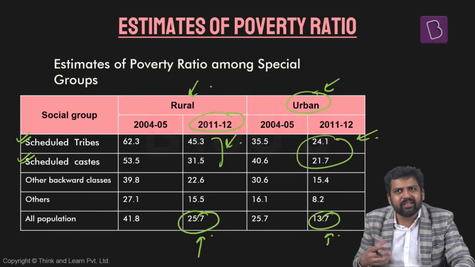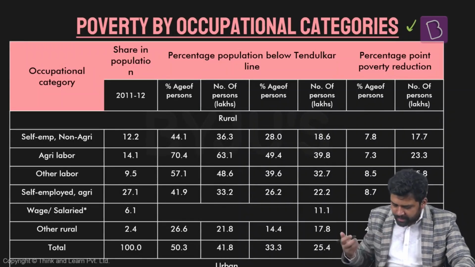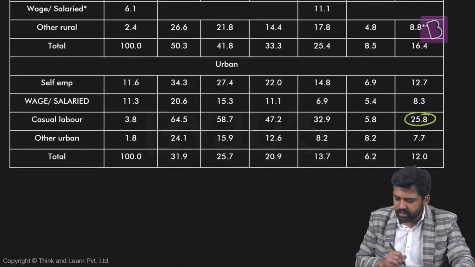So all these things give you an idea that poverty is concentrated among certain sections of the population and certain regions. Right? This is on the basis of occupation, and you find that those who are contractual laborers, those who are agricultural laborers, among them the poverty rate is concentrated. Right? So casual laborers 25.8%. Those who are wage earners, those who are having some form of salary, the poverty rate is comparatively less.